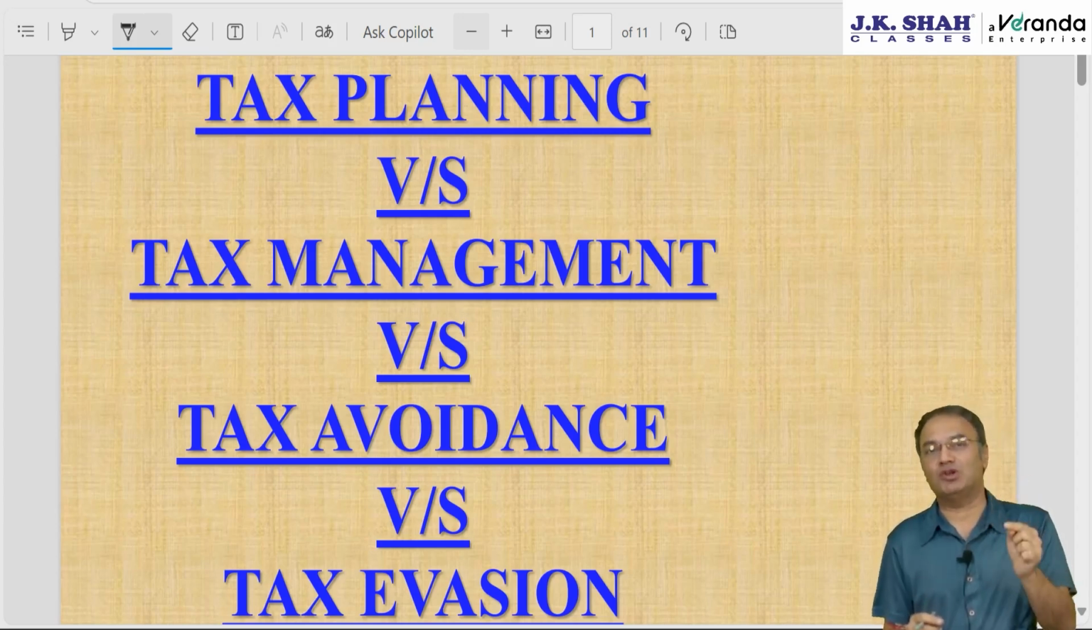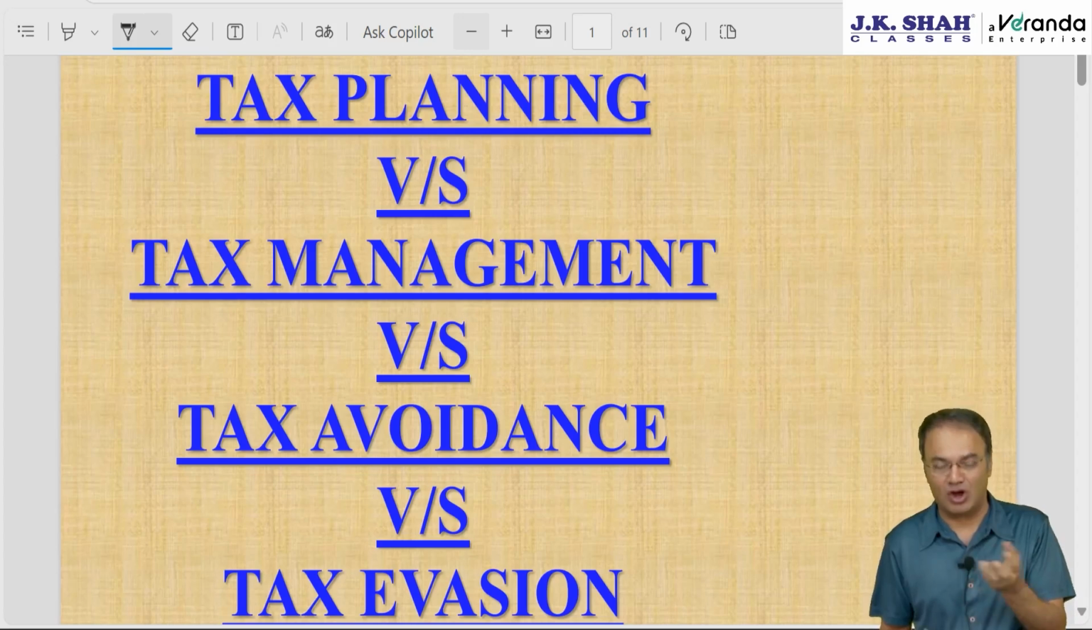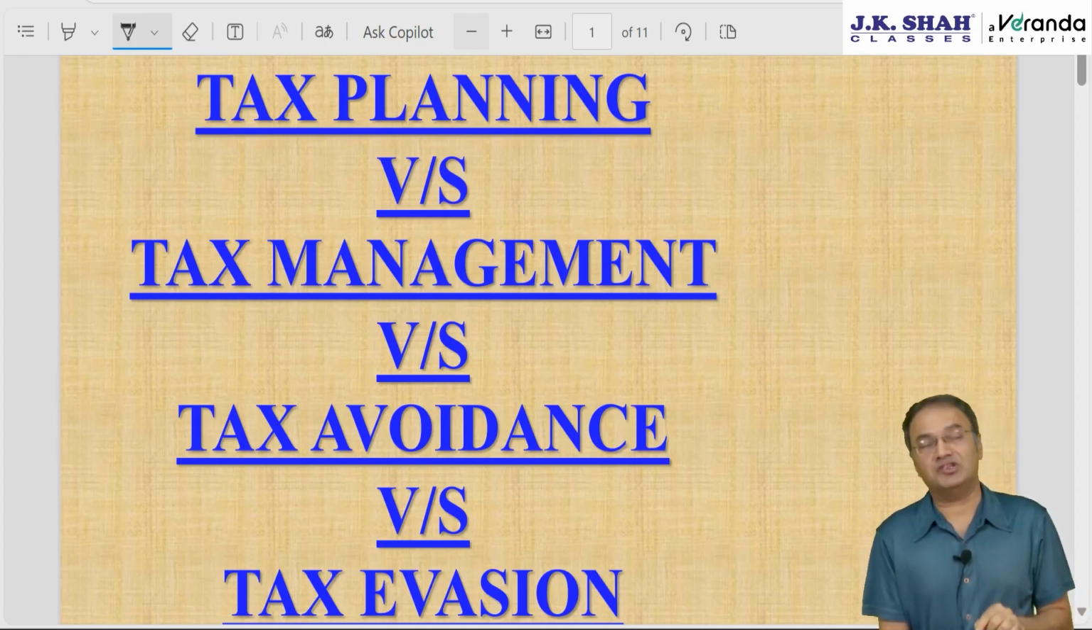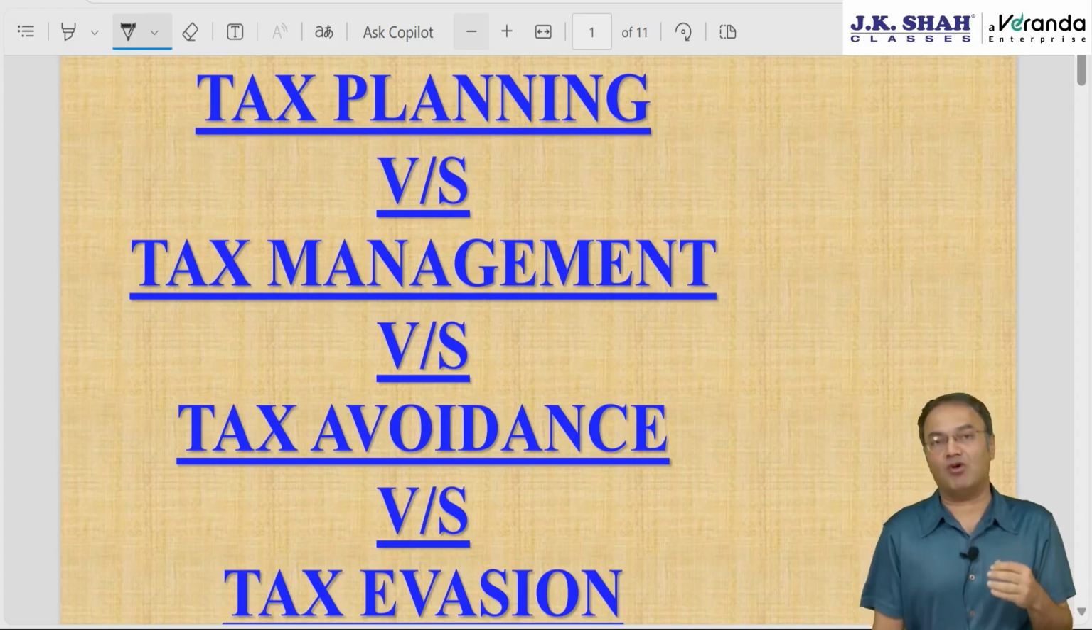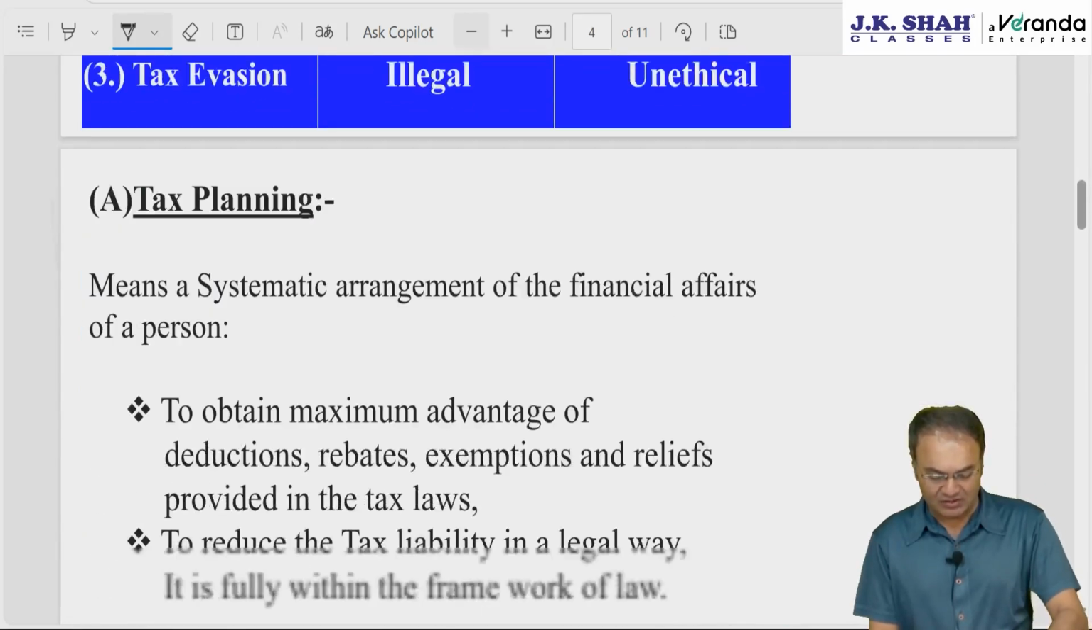For each point, you have to decide whether the given transaction of the assessee amounts to tax planning, management, avoidance or evasion. Now, these 4 things are to be understood from the perspective of the next chapter also, GAR, General Anti-Avoidance Rule. So, I will start with tax planning.